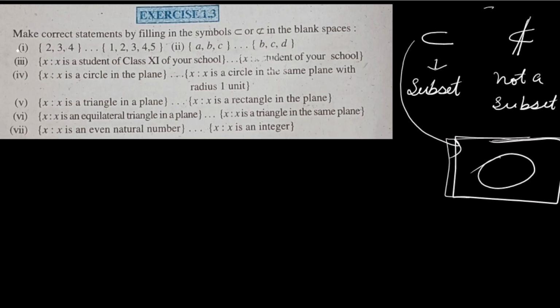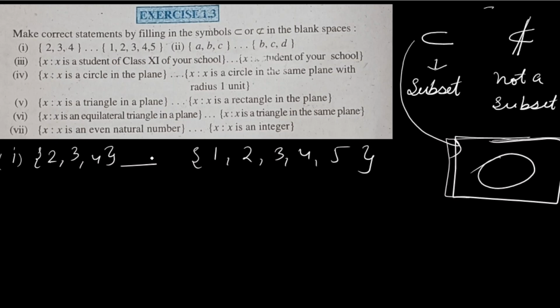Okay, let's start with the first one. So first set is given to us. This is {2, 3, 4}, and here we just have to see {1, 2, 3, 4, 5}. 2 is there here, 2 is there here also. 3 is there, 3 is there here also, 4 is also. So every element of the first set is an element of the second set also, which means the first set is a subset of the second one. The smaller set will always be a subset.